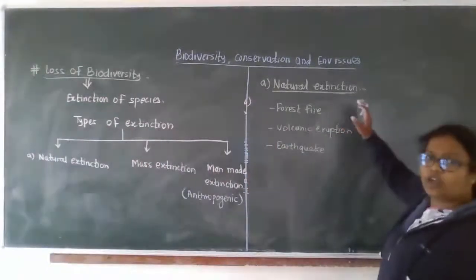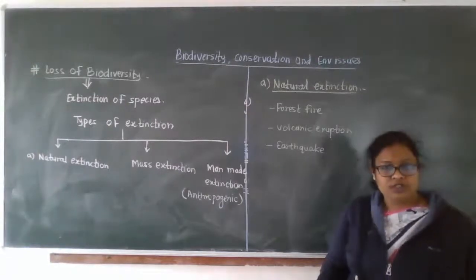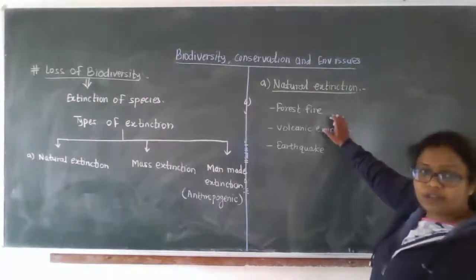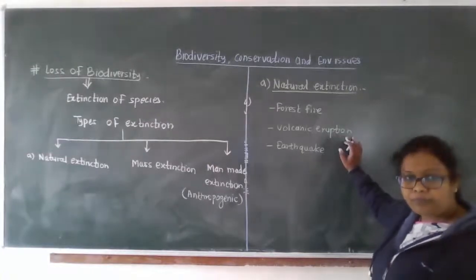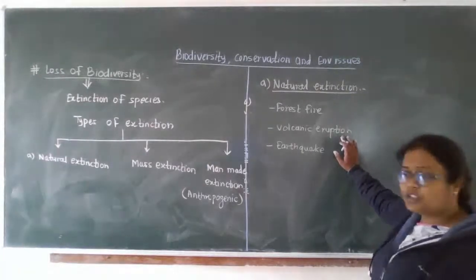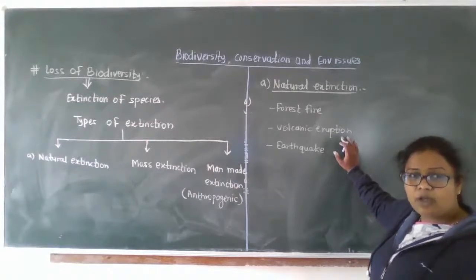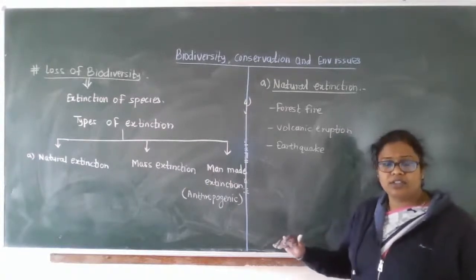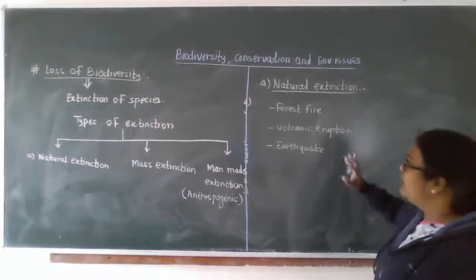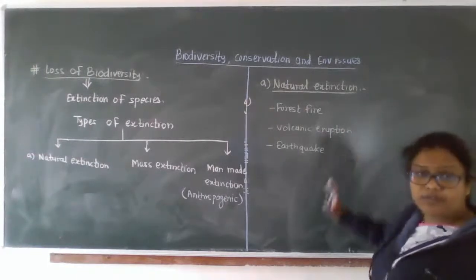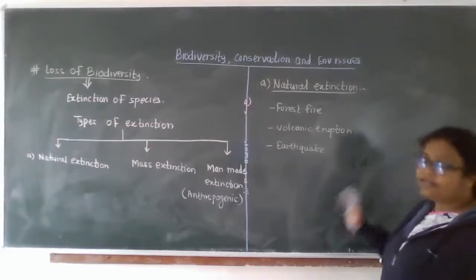Because natural calamities occur, forest fires occur, as you have seen in the Amazon forest. Natural extinction occurs because of that, and so many species get affected. Then volcanic eruption occurs. As you know, in so many eras of evolution, because of volcanic eruption, whatever biodiversity was in that particular era got buried under the lava, right? Then the next one is the earthquake. These are the three causes of natural extinction.